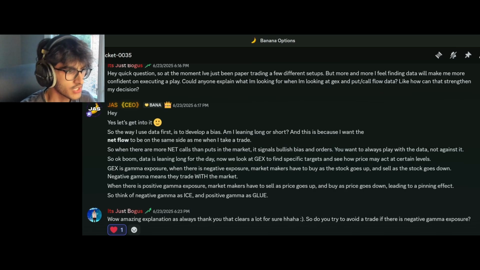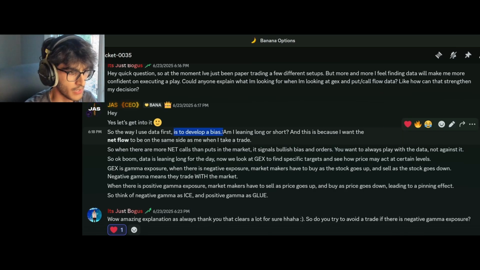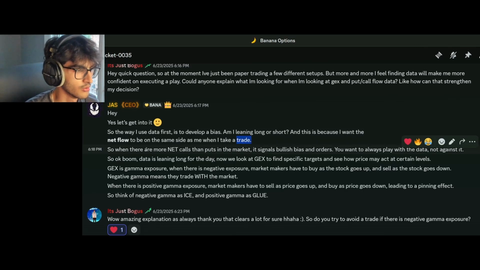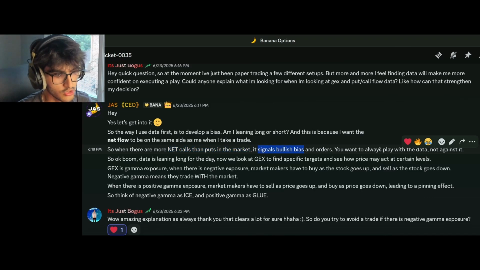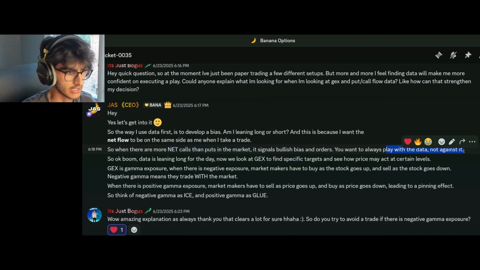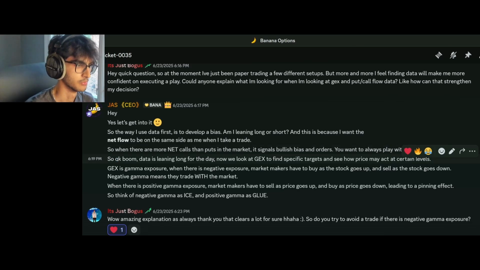So the way I use data first is to develop a bias. Am I leaning long or short? And this is because I want the net flow to be on the same side as me when I take a trade. So when there are more net calls than puts in the market, it signals a bullish bias. You always want to play with the data, not against it. So okay, boom. Data is leaning long for the day.